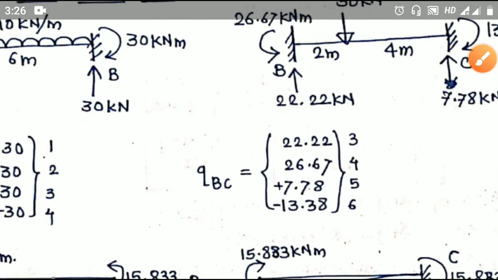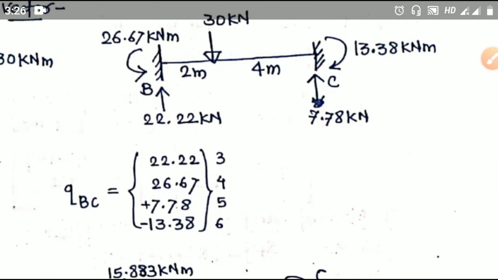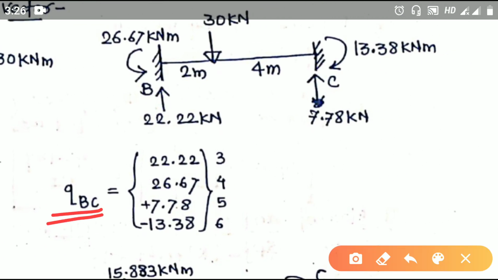Now similarly we'll write for BC. For BC, the sequence of associated displacements is 3, 4, 5, 6. So similarly, 3 is translation, 4 is rotation, 5 is translation at C, 6 is rotation at C. So this is the sequence that should be maintained here: the action corresponding to each displacement.